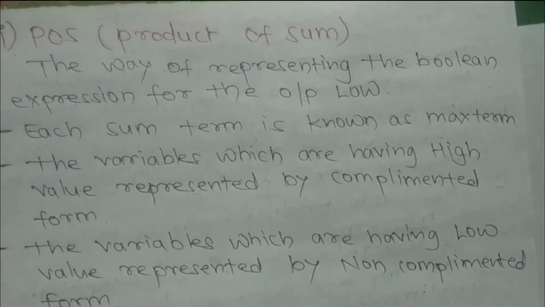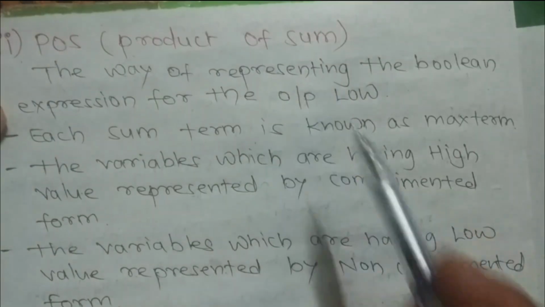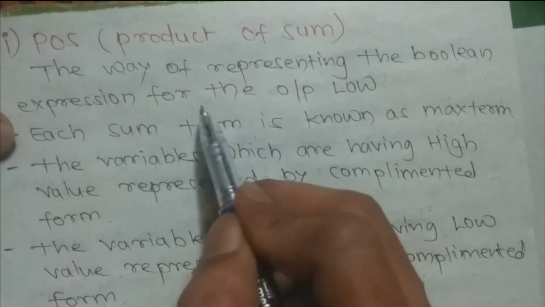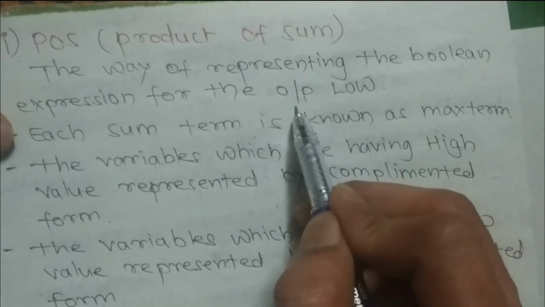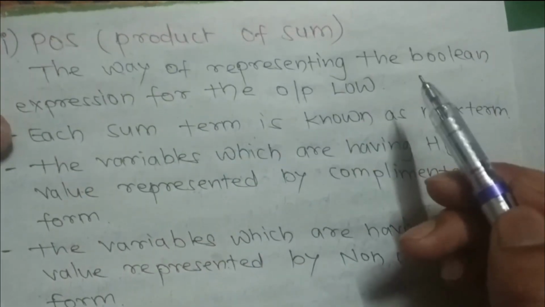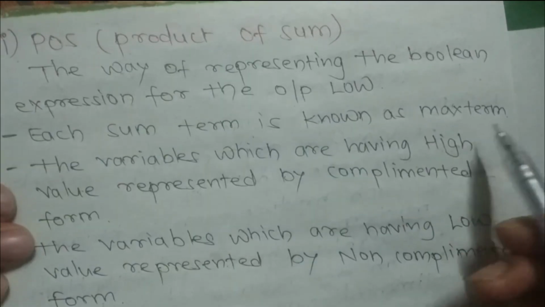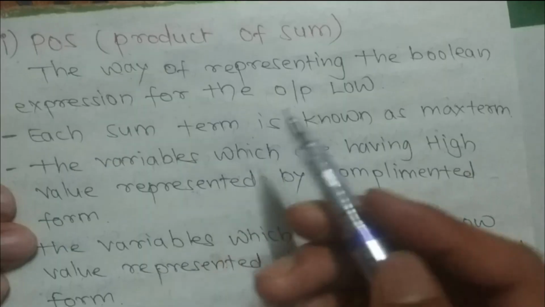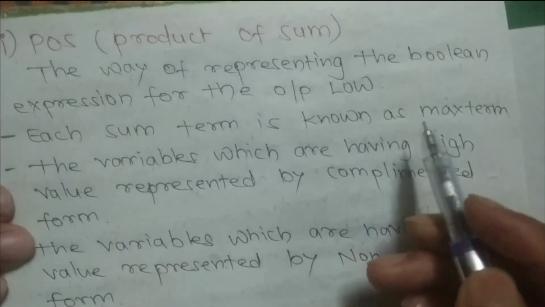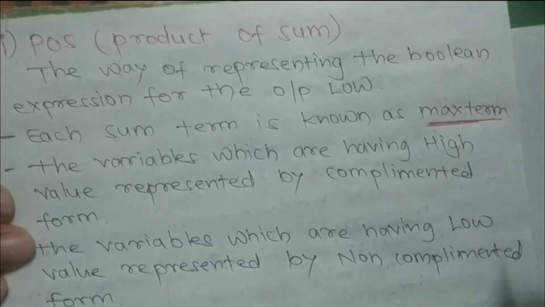POS stands for product of sum. This is another way of representing the Boolean expression for the low output. The expression is represented for low output variables. Each sum term is known as a max term. As we have seen in SOP, each product term is considered a min term. Here we are considering it as a max term. So this is an important max term.